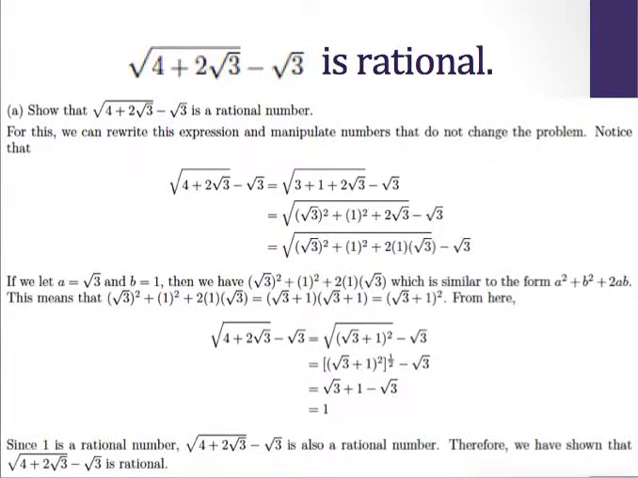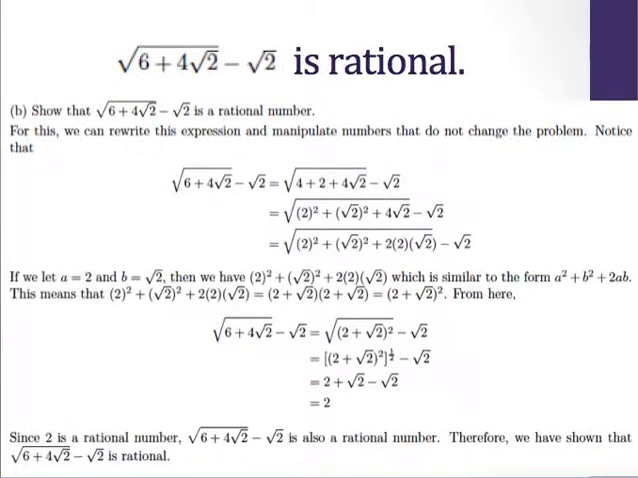And since 1 is a rational number, the square root of 4 plus 2 square root of 3 minus the square root of 3 is also a rational number. We can use the same logic and reasoning to show that the square root of 6 plus 4 square root of 2 minus the square root of 2 is also rational. So with this, we're going to manipulate the 6 and rewrite it as the square root of 4 plus 2 plus 4 root of 2, minus the square root of 2.